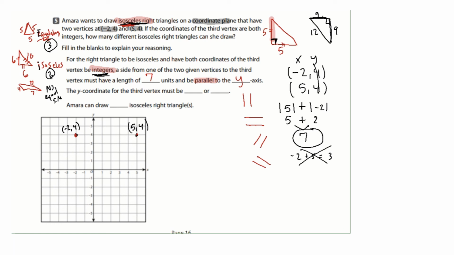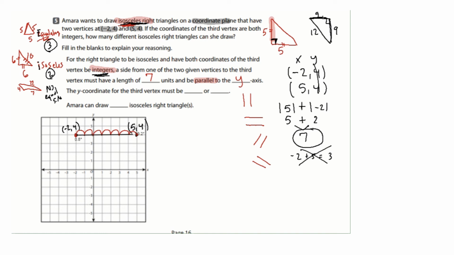All right, it says the y-coordinate for the third vertex must be blank or blank. The y-coordinate, so they're talking about up or down. Since the length from here to here was 7 units, 2, 3, 4, 5, 6, 7, let me go ahead and mark that.